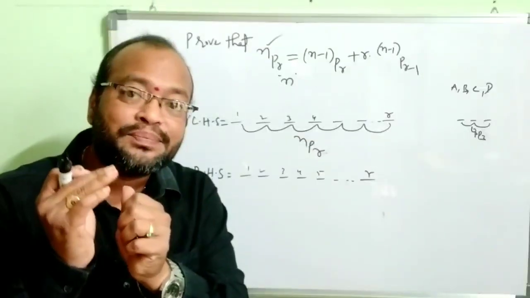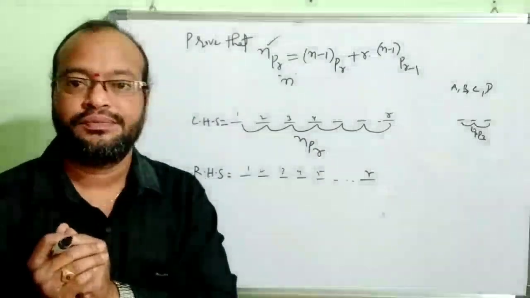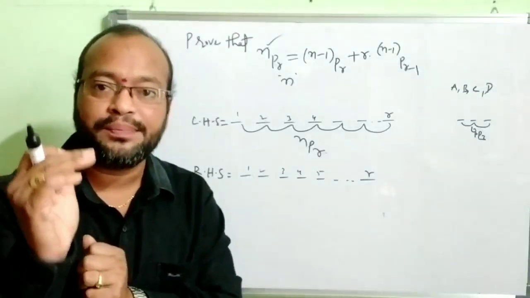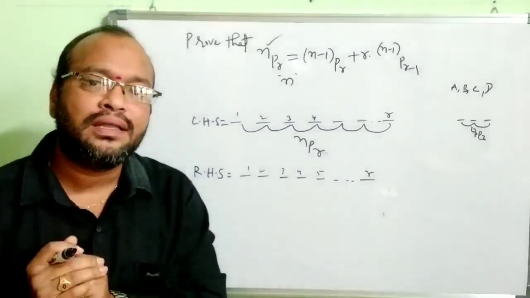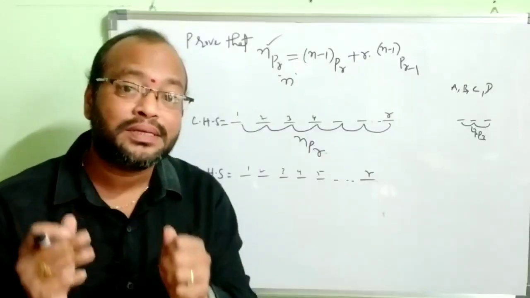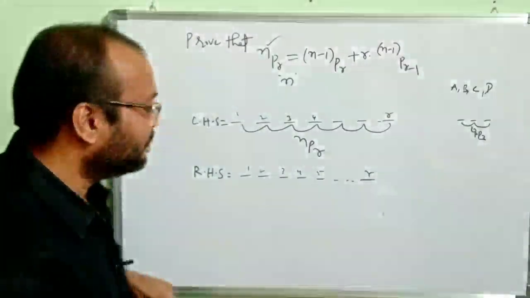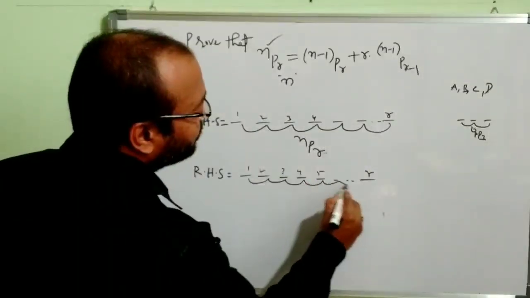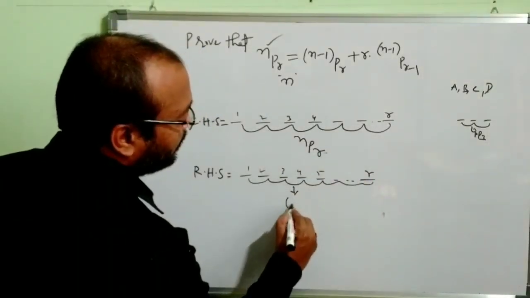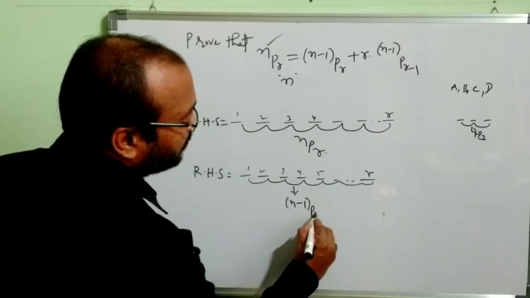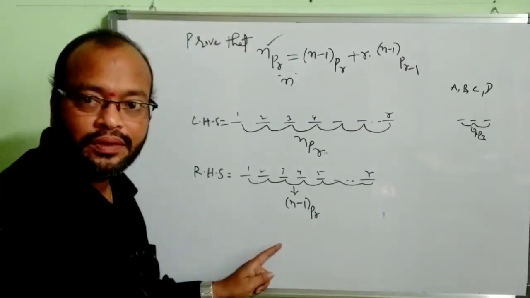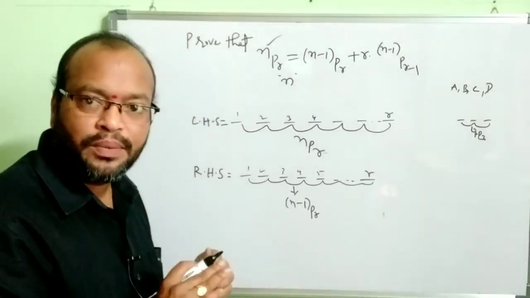Suppose the guest is absent. Then how many members are there? N minus 1 members. How many chairs are there? R chairs. How many ways can we fill them up? Simple, according to the formula, N minus 1 PR ways. This is one way. This is some arrangement, not the complete arrangement.